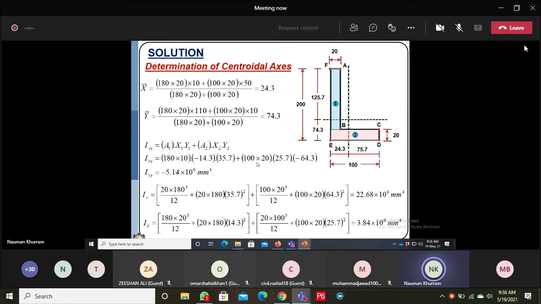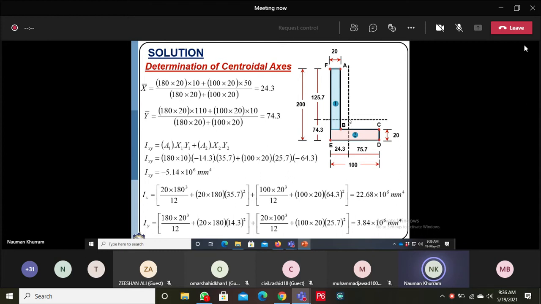Similarly, area 2, which is 100 into 20, has its centroid in the fourth quadrant, so its x value will be positive and its y coordinate will be negative because it is in the downward direction. So first x. We have this total dimension 100, so the centroidal location of area 2 will be at a distance of 50 millimeter from this side. So 75.7 minus 50, the answer will be 25.7.